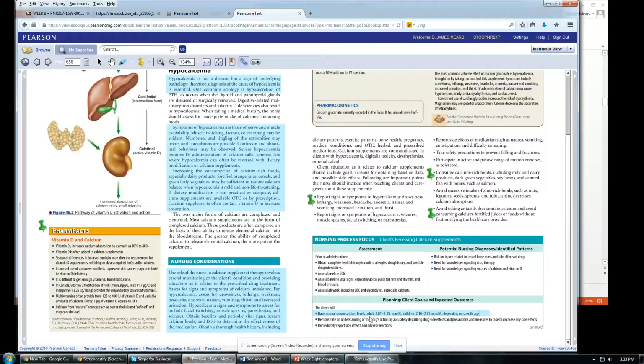We don't expect you to know the normal calcium level. We don't expect you to memorize that. Potassium, yes, and sugar or glucose, yes, but not calcium. We understand that. We'll cheat and look at the lab sheets.